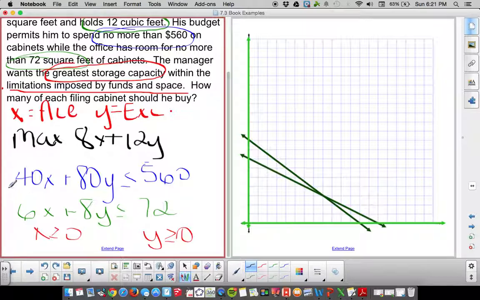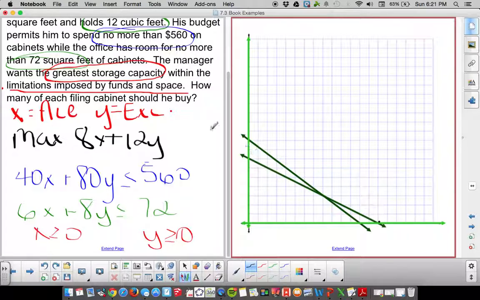So I know my x-intercept there is 14. I've graphed that here. I know my y-intercept for that: if I divide 560 by 80, I get 7. So I've graphed that y-intercept here.